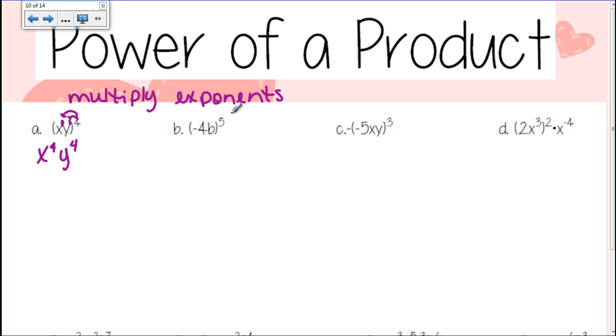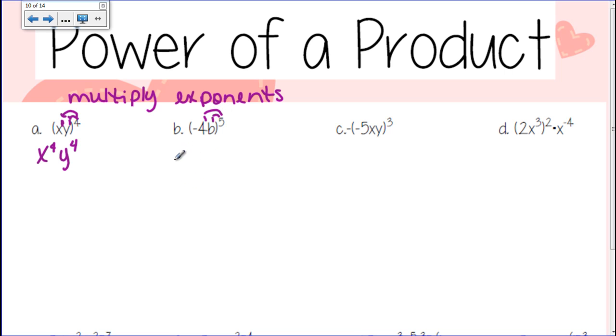So if you look at B, it works the same way, but you got to be really careful because you got a negative 4, b to the 5th. These are two separate things. This negative 4 has an exponent of 1. This b also has an exponent of 1. It's just like the xy, only one of your things happens to be a number. It still counts when you are having to multiply and distribute that exponent. So I have to distribute that 5 to both things.